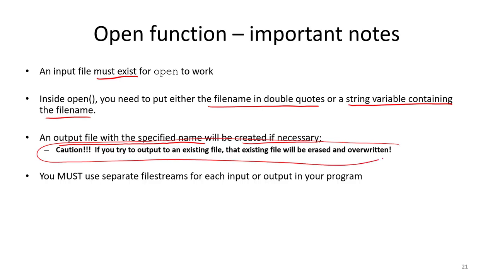Be careful here. If you try to output data to an existing file, that existing file's contents will be erased and overwritten. So please be careful if you use output file.open. Make sure that whatever file you are writing your data to is not containing some important data that you don't want to lose. Once you use output file.open with an output file, any data in that file will be erased and overwritten.